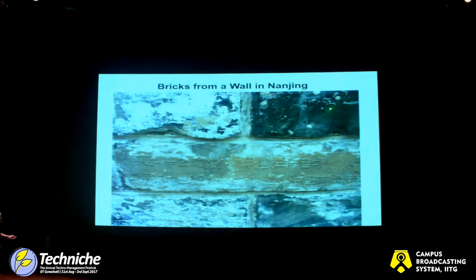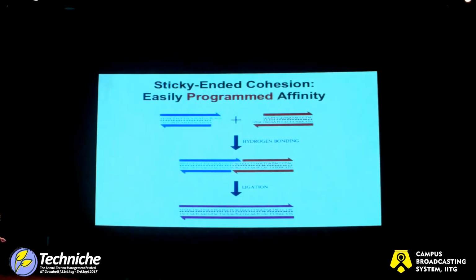So it goes to the bottom left of this, the bottom right of this, the upper right of this, and the upper left of that. And it turns out DNA has the same type of thing. We call it sticky-ended cohesion.